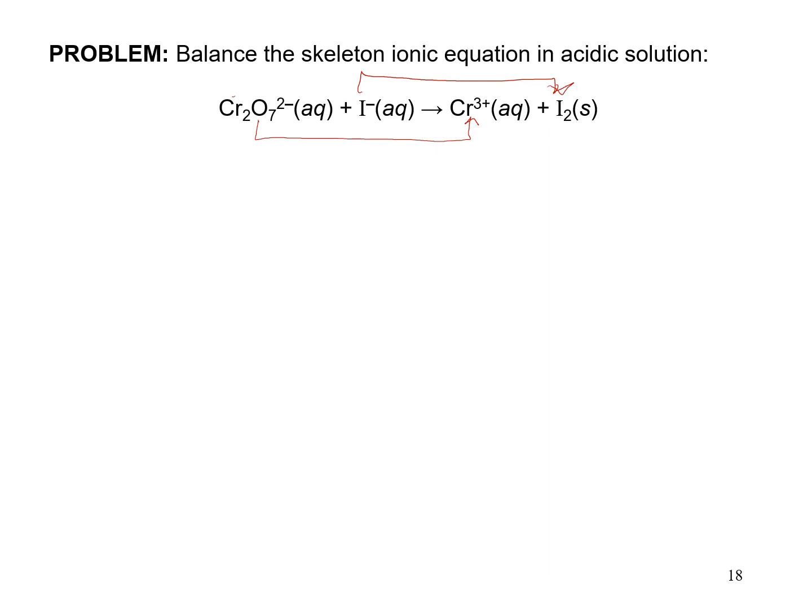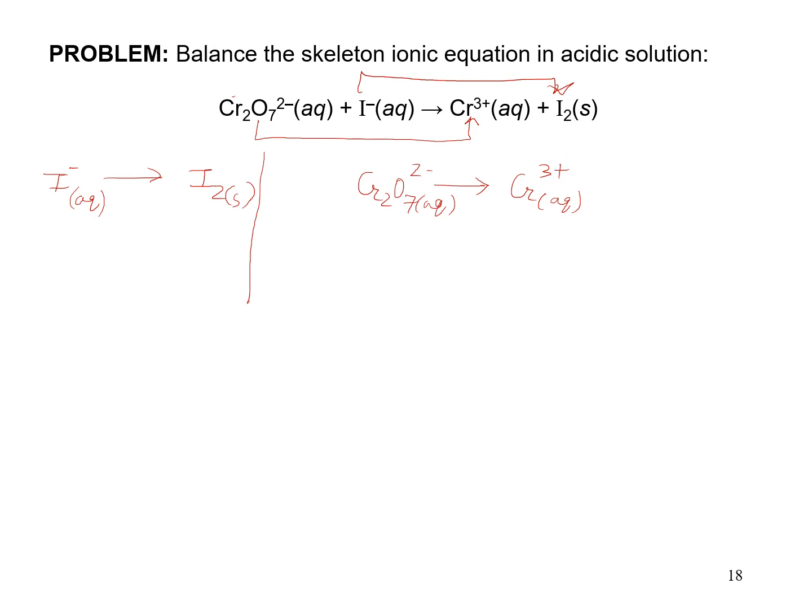So let's write our two half reactions. First, I minus is changing to I2. The second is Cr2O7 2 minus changing to Cr3 plus. Ions are always aqueous, and if it is something else, you would write it as solid, gas, whatever is needed. In this case, it tells us I2 is solid. These are my two halves. Let's start balancing them.